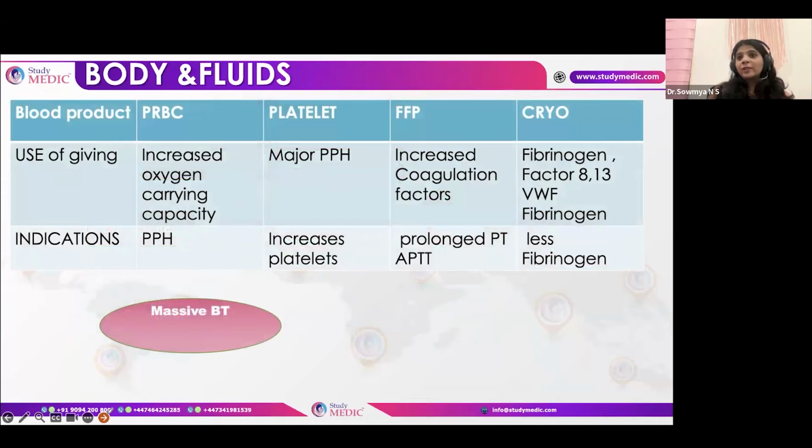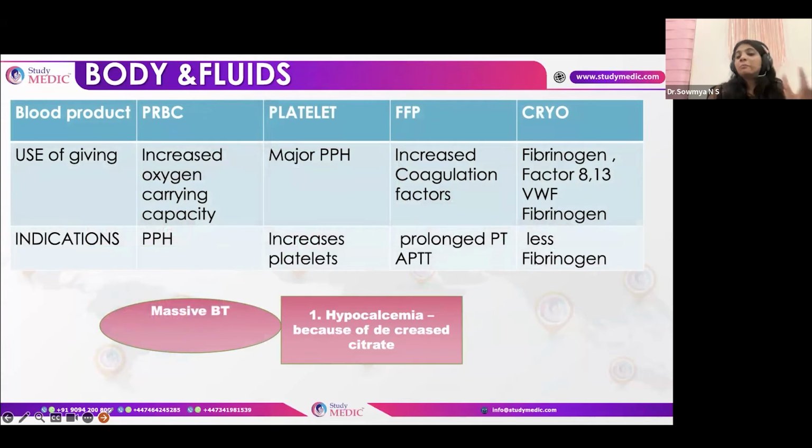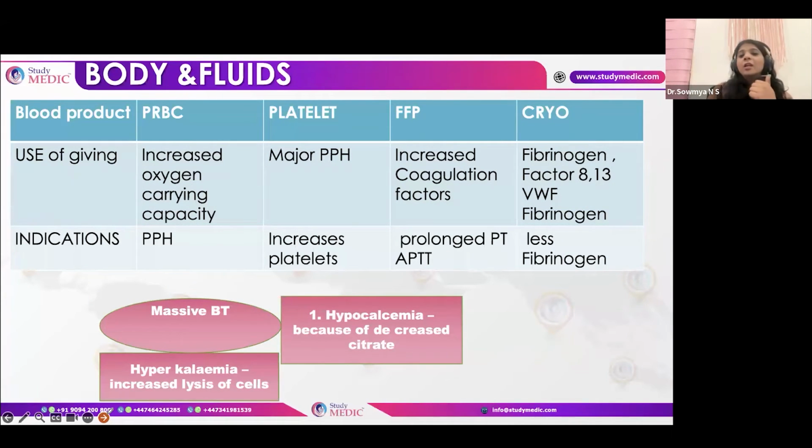And what is the use of giving all this? Packed red cells, basically, of course, blood loss you are replacing, but indirectly they are increasing the oxygen carrying capacity. Platelets, in major PPH you have to be giving. Fresh frozen plasma when the coagulation profile is prolonged, and this increases the coagulation factors. And cryo you give when there is low fibrinogen. Along with fibrinogen, it adds factor 8, 13, and von Willebrand factor as well. With a massive blood transfusion, the calcium gets reduced and there is always a risk of hyperkalemia. So after the massive blood transfusion, the anesthetist will be giving calcium IV as well.